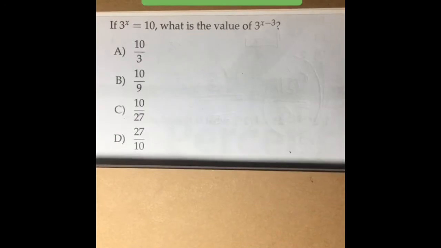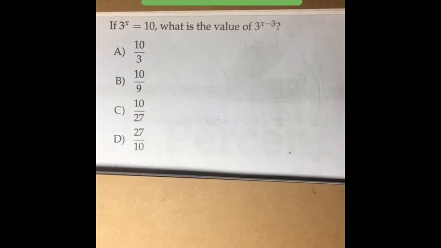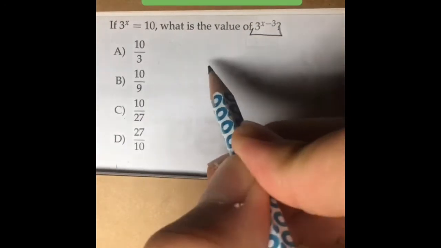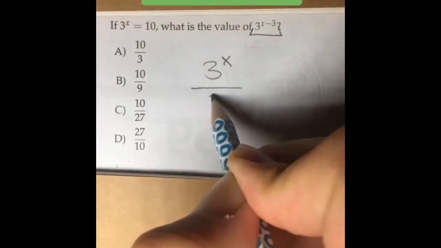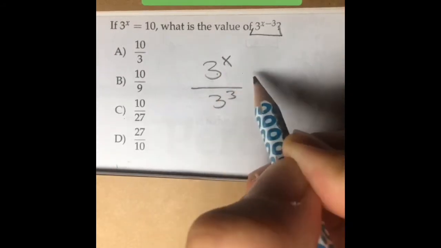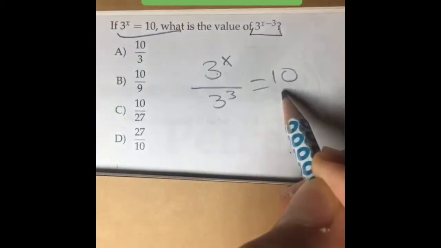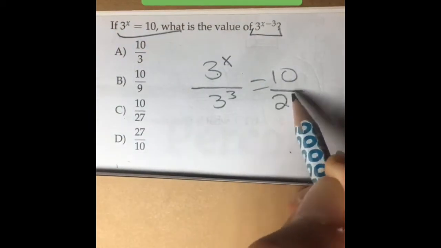If 3 to the x is equal to 10, what is the value of 3 to the x minus 3? Alright, so we can rewrite 3 to the x minus 3 as 3 to the x over 3 to the third. And 3 to the x is equal to 10, and 3 to the third is equal to 27, so that's our answer.